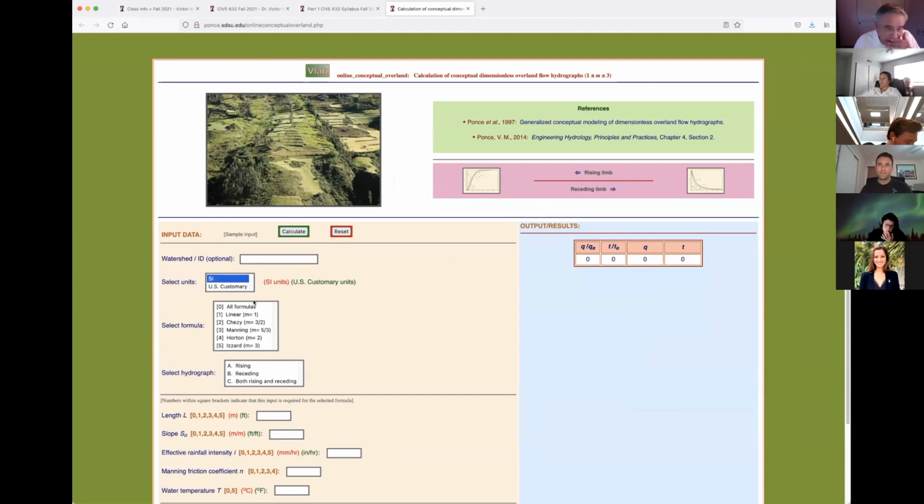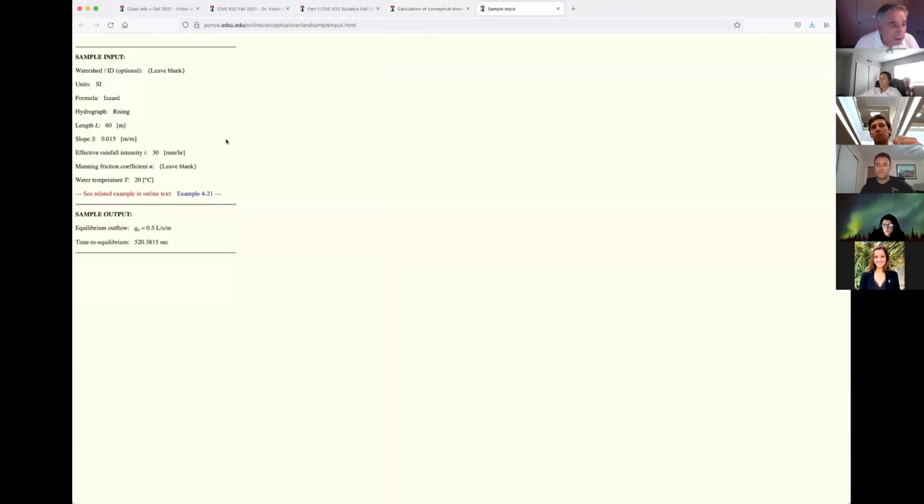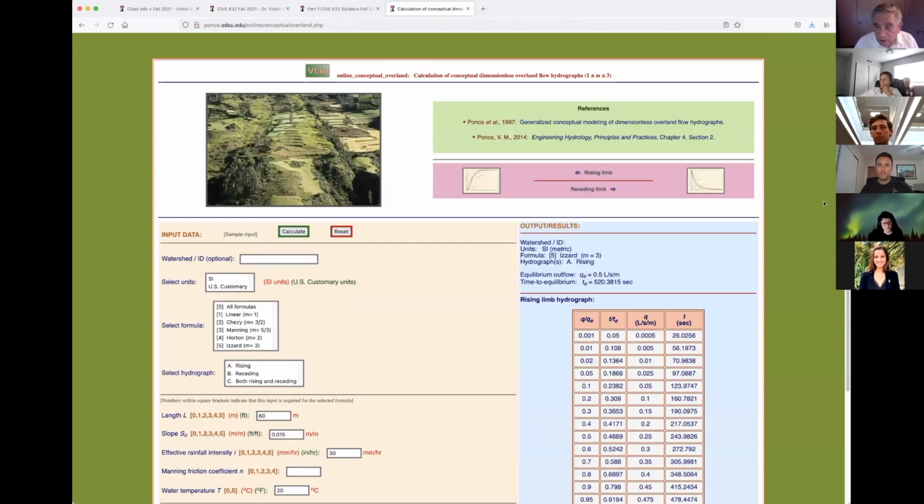I'm just going to give you an example of how these things are done. I'm going to run SI units with Izzard on the rising limb only, although this calculator can do all of them together, rising and receding. Okay, in the length, let me go in here on the sample input. The length is 60. The slope is 0.015, that's 0.1%. The effective rainfall 30. This is just an example in the calculator. Manning, because Izzard doesn't use Manning, so we're going to put a 0 in there, or don't fill it up. Okay, and then we're going to do the calculation.